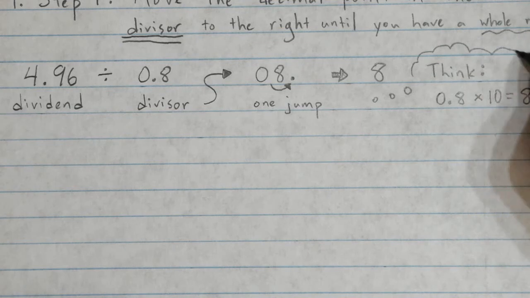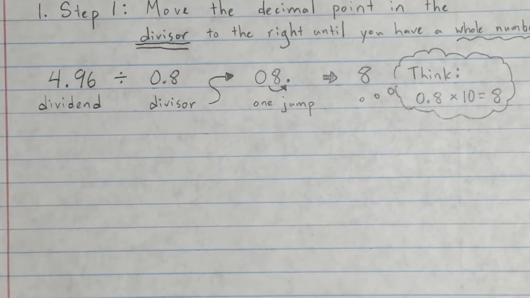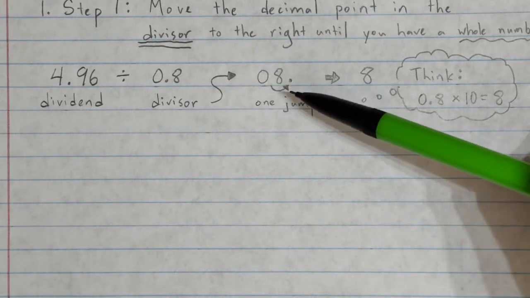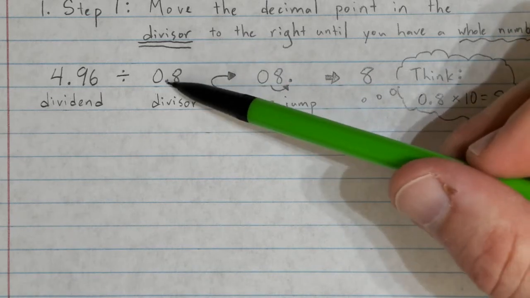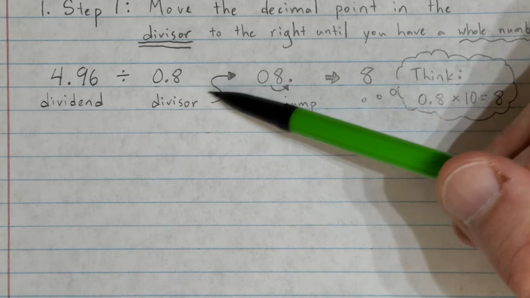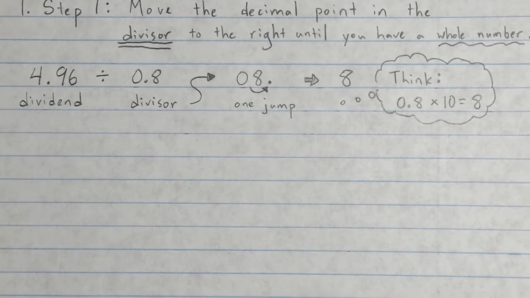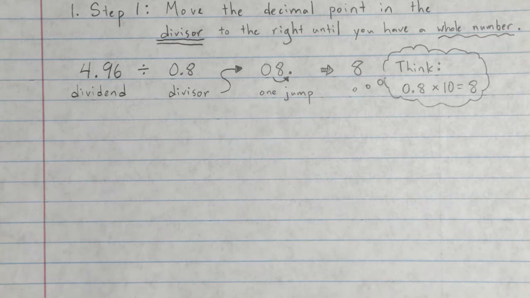I want the decimal in the divisor gone, essentially. So I jump over, in this case, just one time. If this had been 0.825, I would have had to jump over 1, 2, 3 times. You move it until it's a whole number. Sorry, trying to make sure the whole thing's showing up on the screen. There we go. I'm spending a lot of time on this because this step is super important.